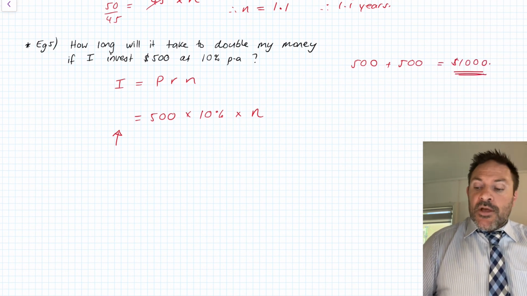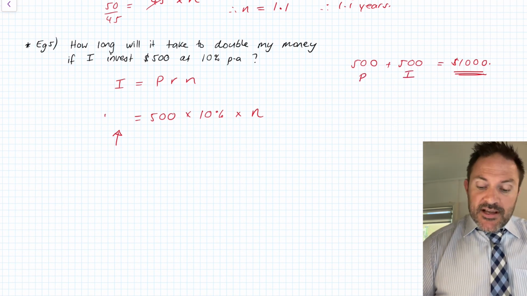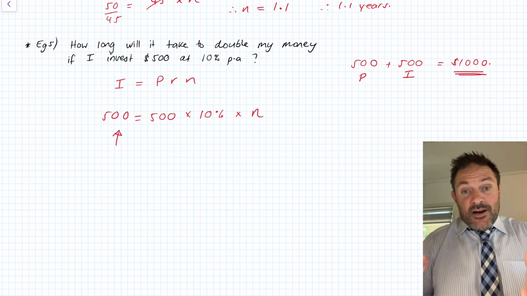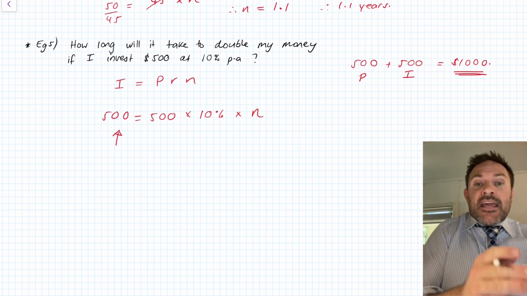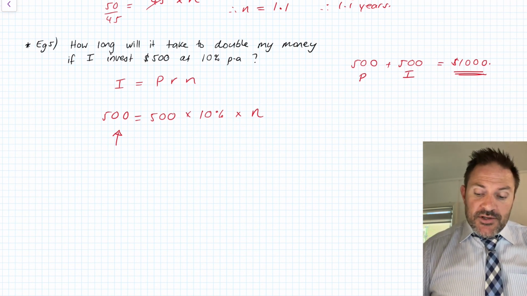in total, which means that's my principal, that's my interest. My interest is actually $500, which means I've got my principal of 500 and I'm simply making 500, meaning I'm doubling. And now it's the same as the last question.